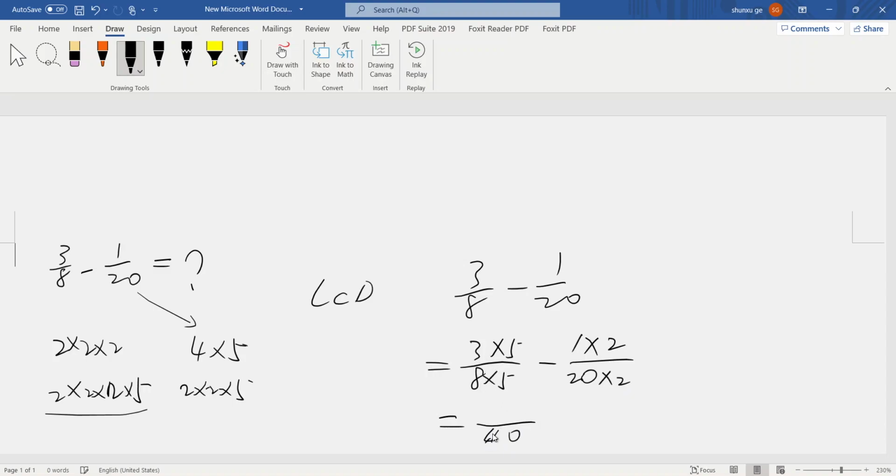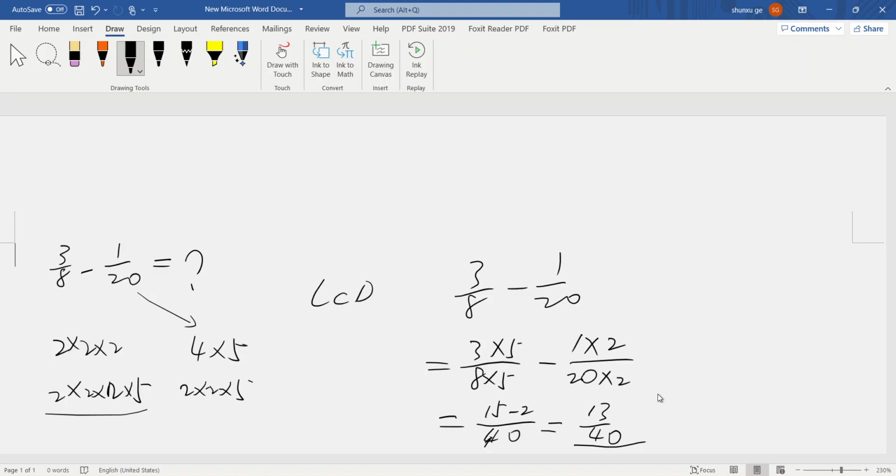So here 40. 3 times 5 is 15. And 1 times 2 is 2, so 15 minus 2. So the solution is 13 over 40. So our solution is this.